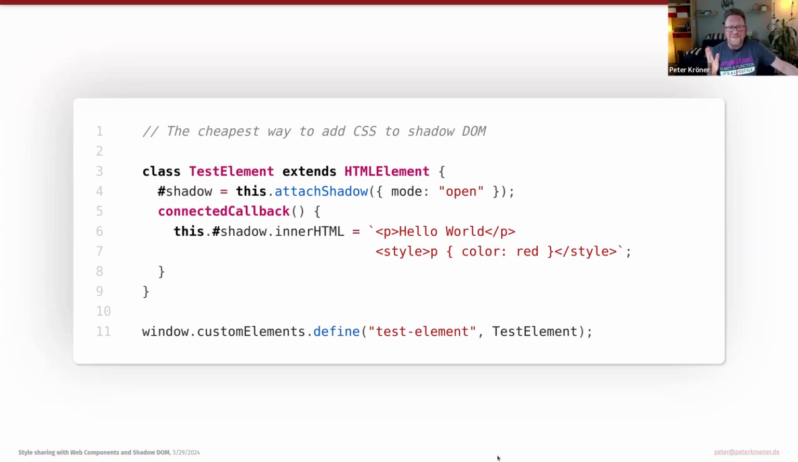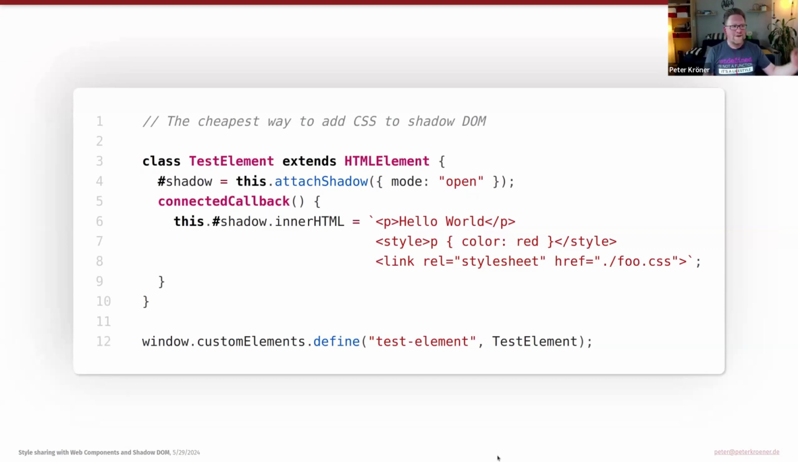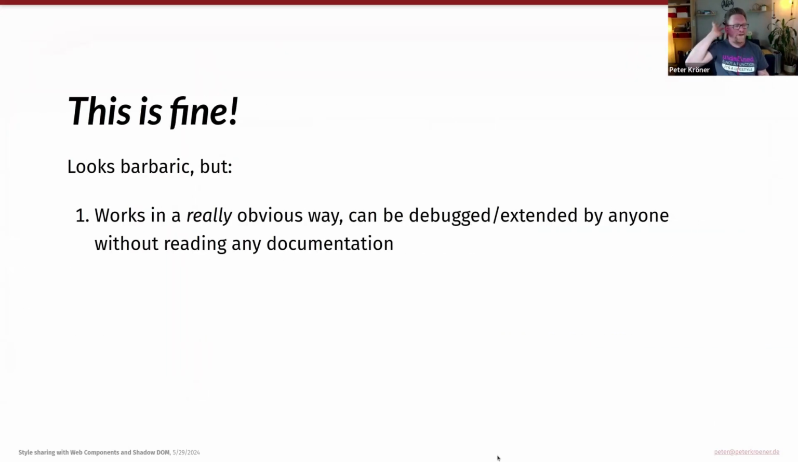There's nothing wrong with this. This looks barbaric, this looks like a Hello World example, but this is actually fine. You can do this, this will work. This has, of course, some downsides, but if you're looking for the simplest solution for sharing styles between web components, then simply sharing the code that generates the styles is an option. So this is fine, I'm going to argue, because it looks bad, but it works in a really obvious way. Anyone can understand this, anyone can debug this, anyone can extend this. No one needs to read any documentation. It's just using Shadow DOM as advertised.